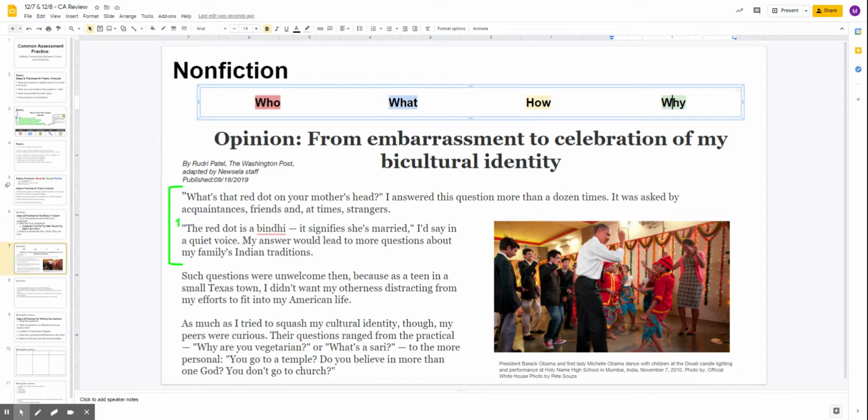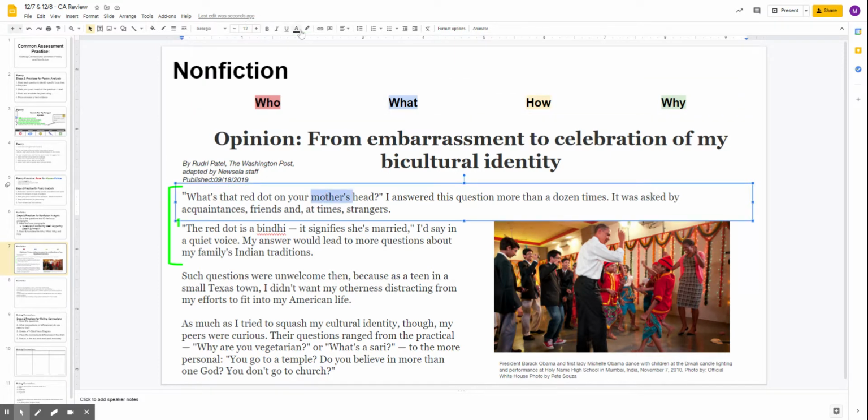What's that red dot on your mother's head? Well, I see mother, and I know that that's a person. I'm going to also highlight red dot. Just fix that annotation. Red dot, that's a what? That's a thing. So the red dot on your mother's head.